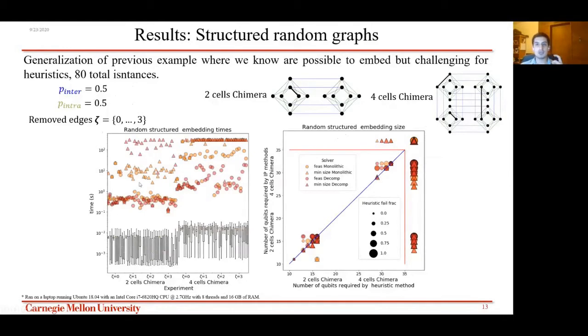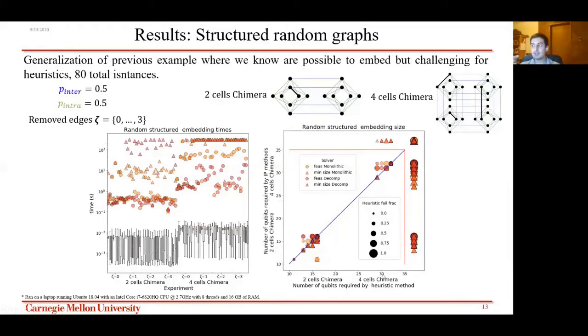And here we see the runtime of, in red, you're going to have the decomposition approach. In yellow, you're going to have the monolithic approach. The circles are going to be just finding a feasible solution, while the triangles is going to be minimizing the size. So from this, you can see that we're still 1 or 2 orders of magnitude lower than the heuristic. But I would like you to pay attention to the plot on the right, which compares the number of qubits obtained on the y-axis by our integer programming methods versus the heuristic.